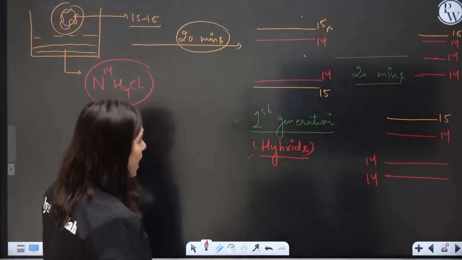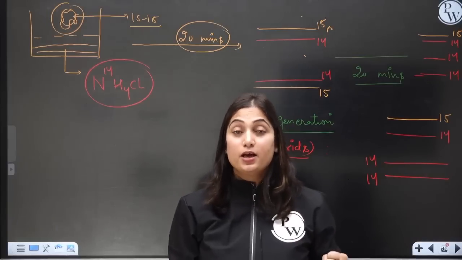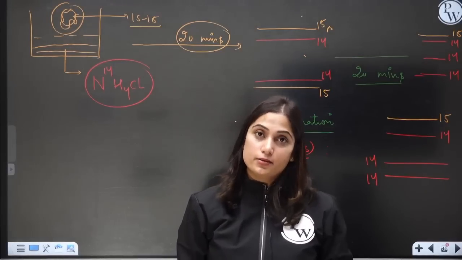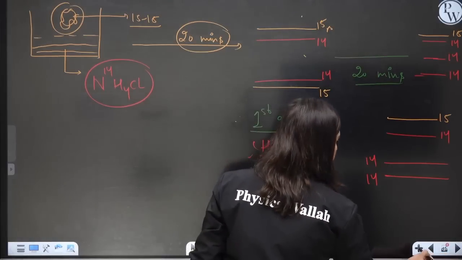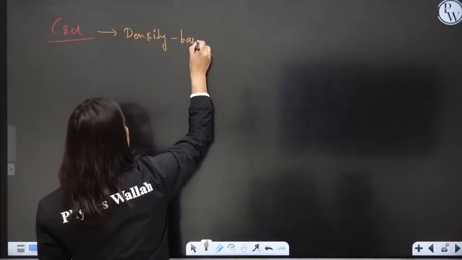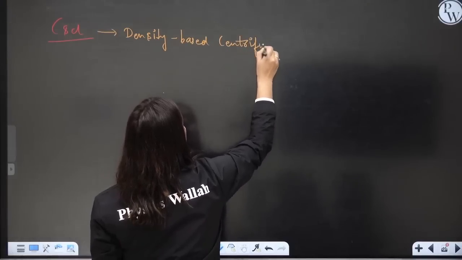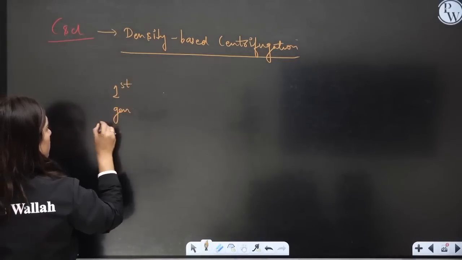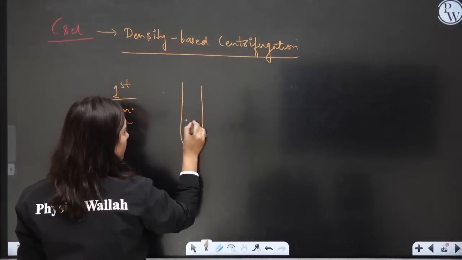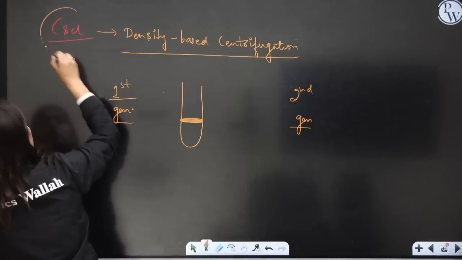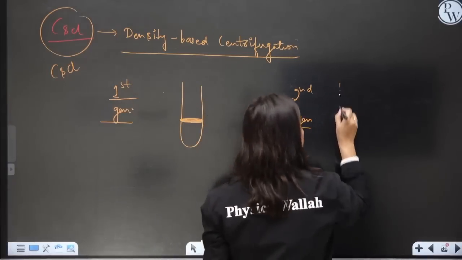Okay. So how does this experiment make us understand that replication is a semi-conservative process? After we do a density-based centrifugation, that is cesium chloride-based centrifugation, what we get in the first generation is only one band. In the second generation, after density-based centrifugation with the help of cesium chloride, CsCl, we got 2 bands.